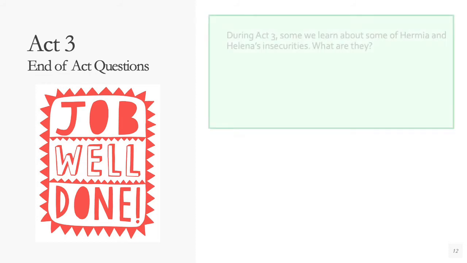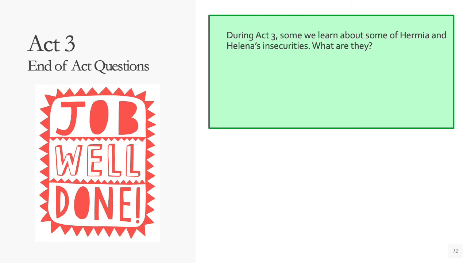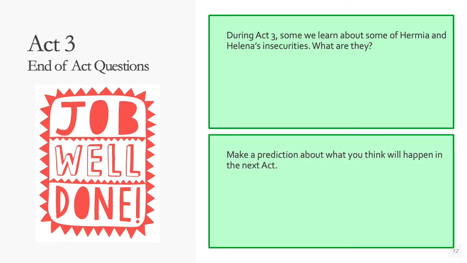Okay, brilliant. So we've reached the end of today's lesson, and before we go on to Act 4, I'd like you to think about some end of the act questions. So the first is, during Act 3, we learn about some of Hermia and Helena's insecurities while they're arguing. What are those insecurities that they have?